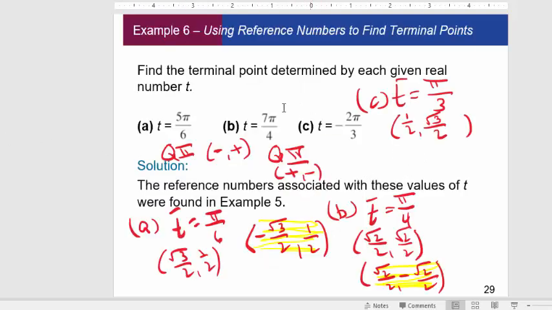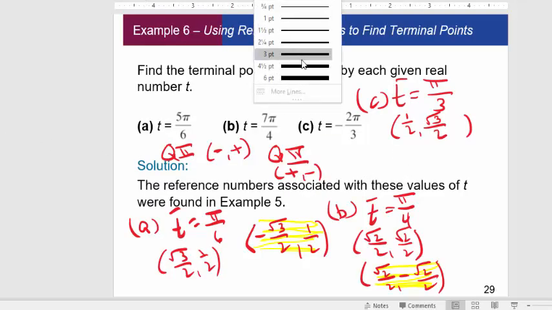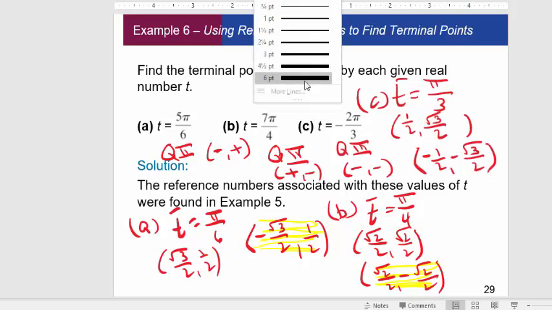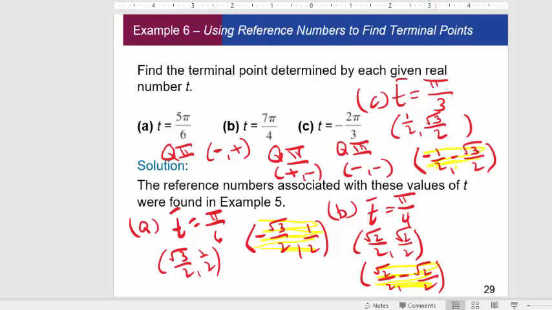Right? So now just realize, hey, negative 2 pi over 3 we had said was actually in quadrant 3. So in quadrant 3, both x and y are negative. So the terminal point of negative 2 pi over 3 is actually going to be negative 1 half, comma, negative radical 3 over 2. So there's your terminal point for negative 2 pi over 3. So not terrible stuff, right? Not too bad.